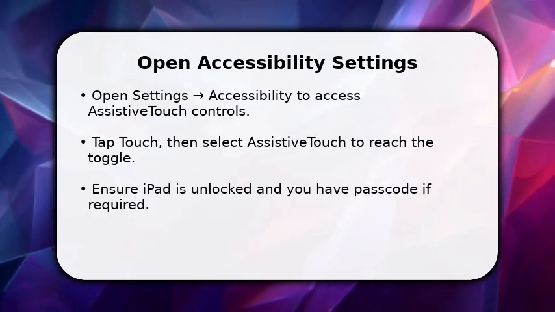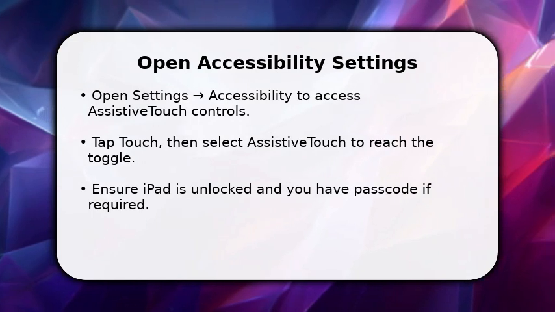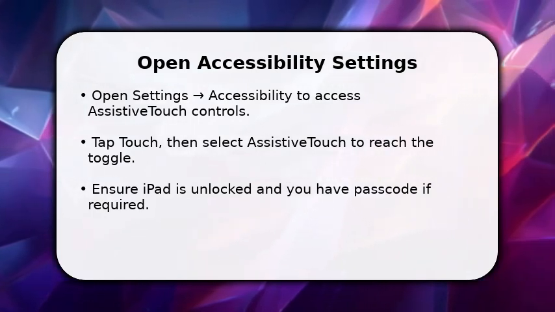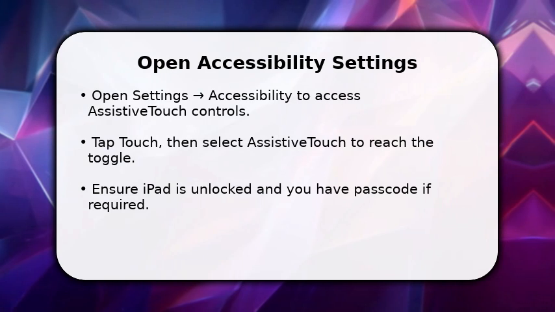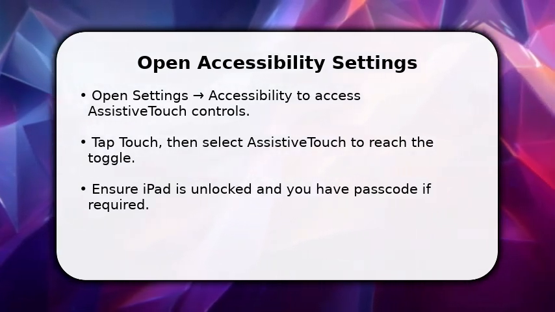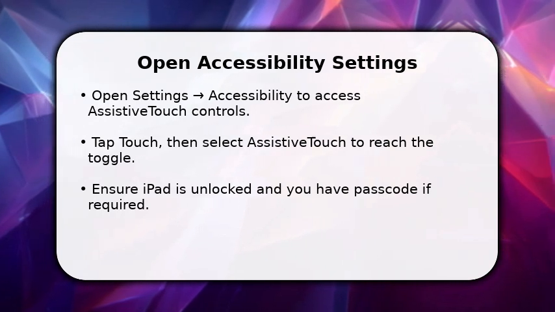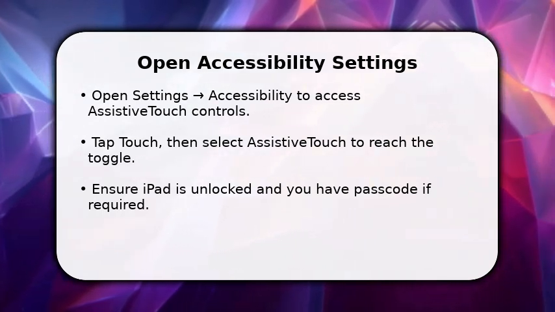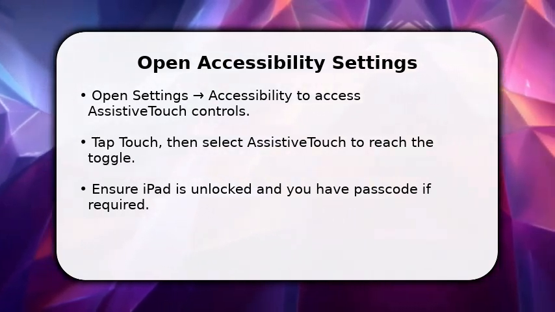You start by opening Settings and going straight to Accessibility so you can change behavior without extra taps. Once there, tap Touch and choose AssistiveTouch. This is the control hub for the feature. You do this because AssistiveTouch sits under Touch rather than General Settings, so navigating directly saves time.